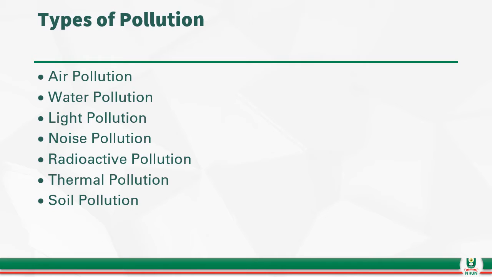We have different types of pollution. The first one is air pollution. The second one is water pollution. We also have light pollution, noise pollution, radioactive pollution, thermal pollution, and soil pollution.